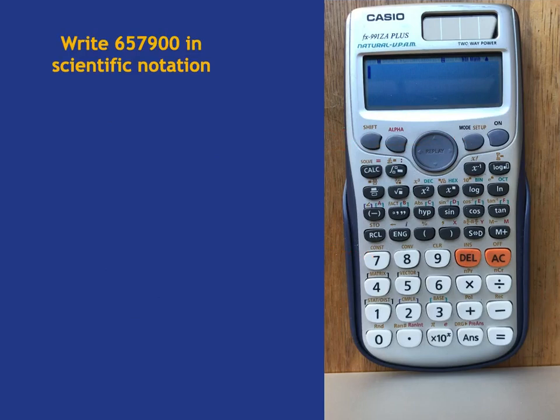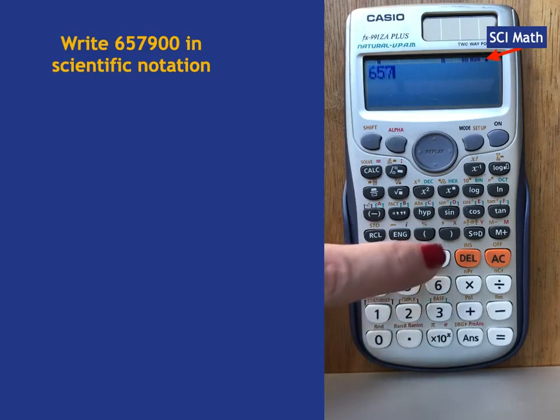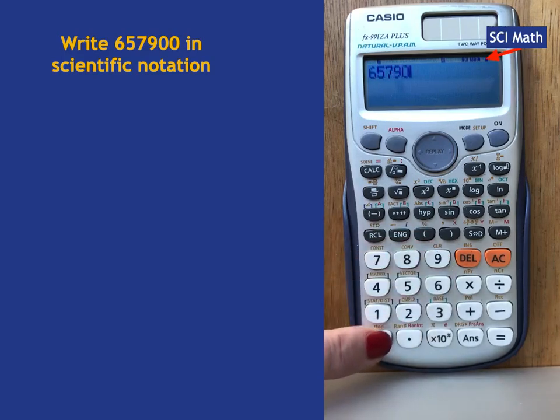Okay, so now we've changed it into scientific notation mode. Notice over there now, instead of just the math, you've got psi math, and that tells you you're using scientific notation mode. All right, now we can go from a number in just normal decimal notation into scientific notation. How do we do that? Well, we simply put the number in and we hit the equals sign.